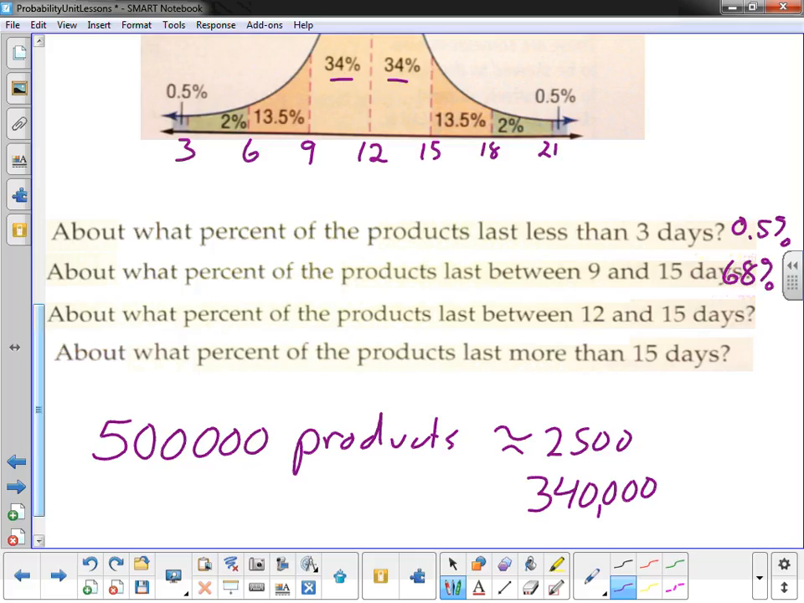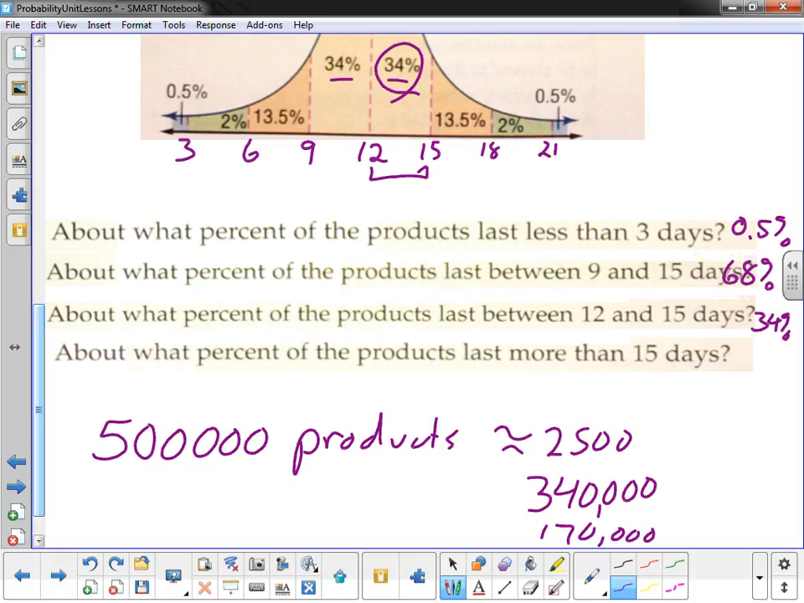That's pretty good. About what percent of the products will last between 12 and 15 days? Between 12 and 15 days, that's just between here and here. That's just this one section. That's 34%. So if I did my 34% down here, I get 170,000 of them are going to be at the mean or just a little above.